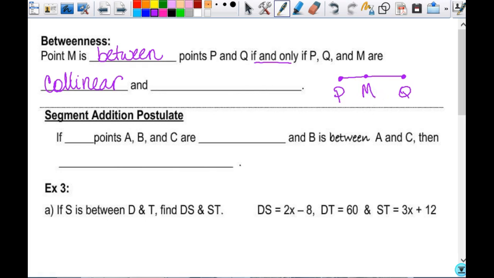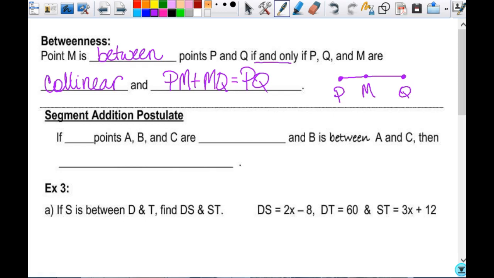That's what the betweenness means. They've got to be collinear. And then if that's true, whatever the length of PM is, plus whatever the length of MQ is, what do you think that has to equal? The length of PQ, right? And that kind of makes sense. This piece plus this piece equals the whole thing. That's all that's saying. Okay. Everybody okay with all that?